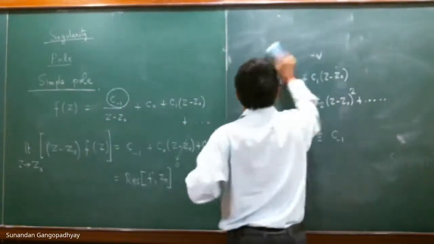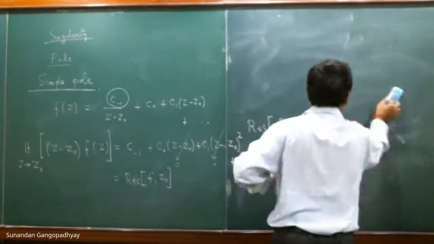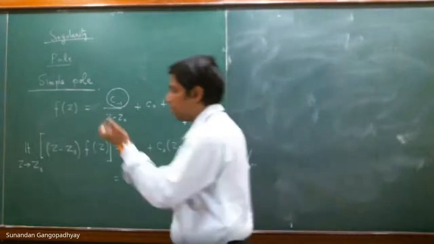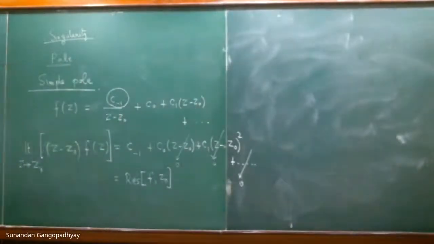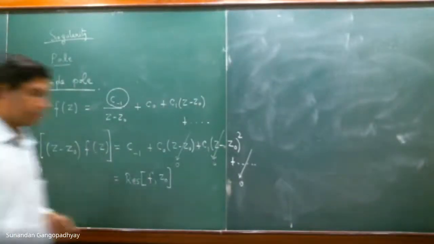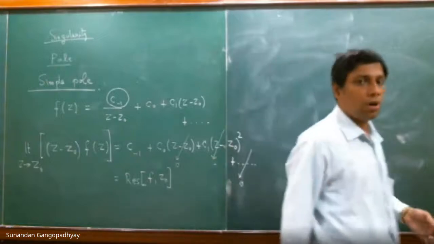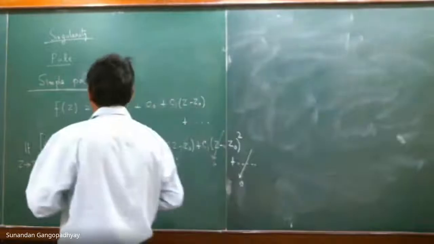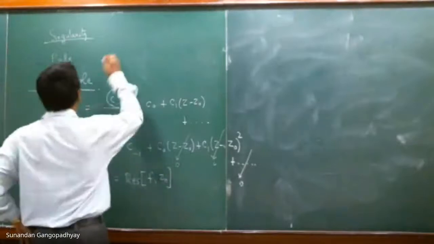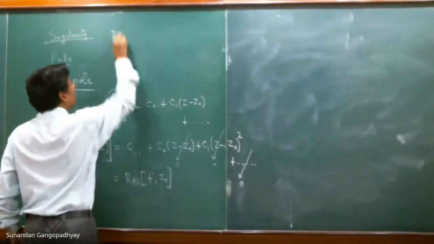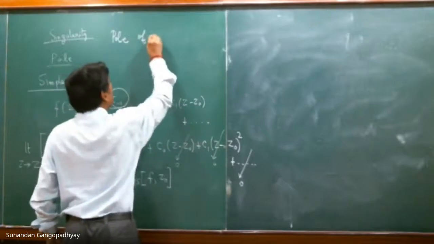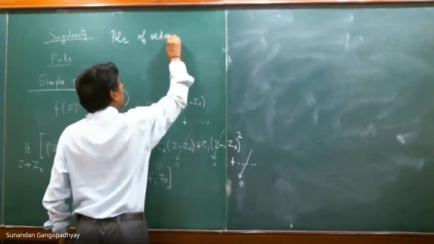Now, you may ask the following question: this is for a simple pole, but what about poles of order k? That is, if the pole is a pole of order 2 or a pole of order 3, then what will be the formula? So let us find out a formula for the residue of the function for a pole of order k.